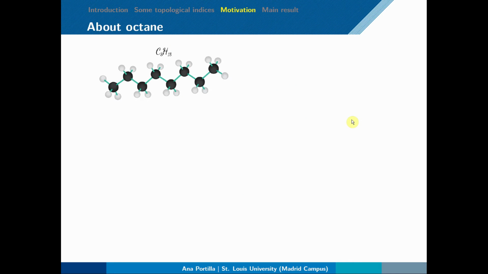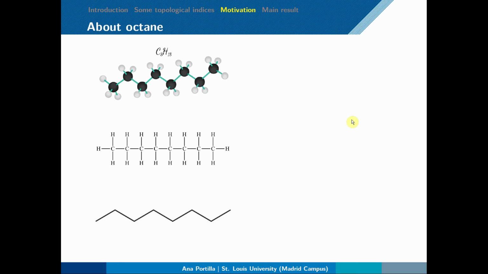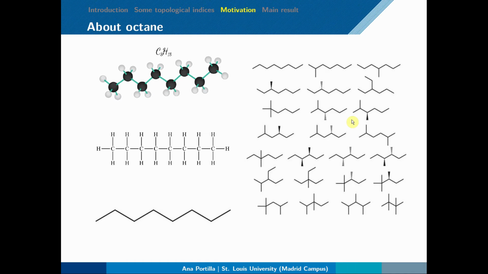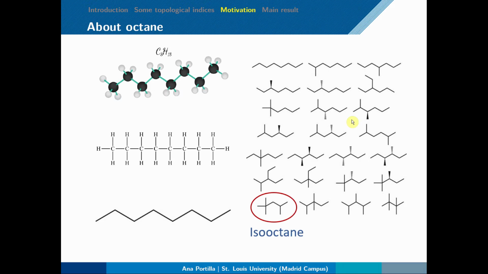We have mentioned on several occasions octane molecules. Well, the general formula for octane is C8H18, 8 atoms of carbon and 18 of hydrogen. This is one possible representation, and simplified we would have something like this, or even better, when we suppress the hydrogen atoms, something like that. Well, there are 18 octane isomers, which are these ones, and one of the most important ones is precisely this one, the isooctane. Well, the isooctane is the reference point 100 in octane rating of gasoline.